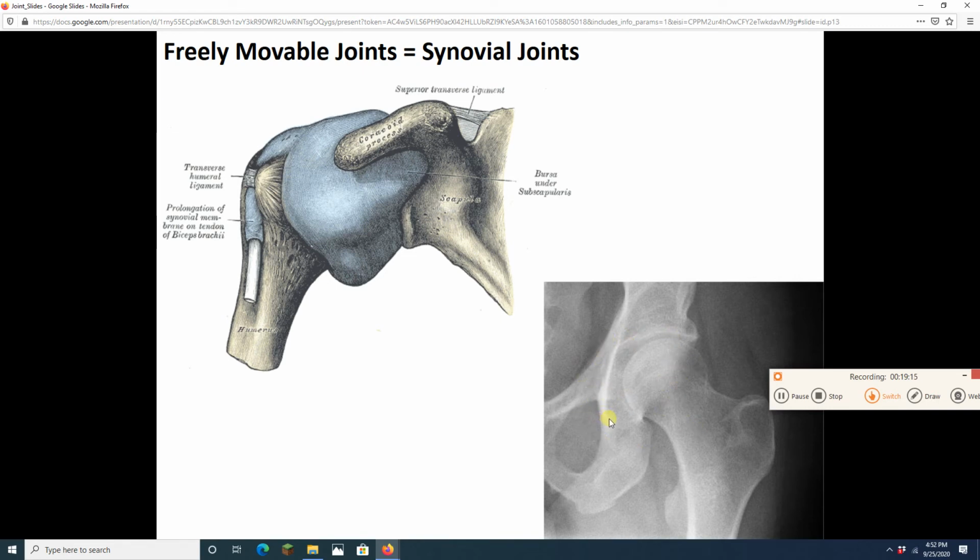Synovial joints are freely movable. Remember, synovial joints had synovial fluid. Why would you want fluid between your bones if not for lubrication? So we're going to look at some synovial joints and spend some serious time with them. Let's do it.